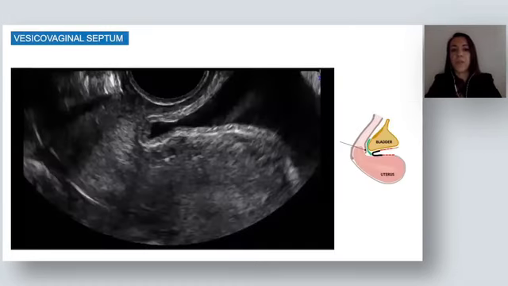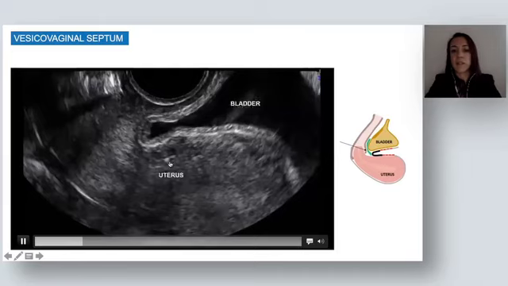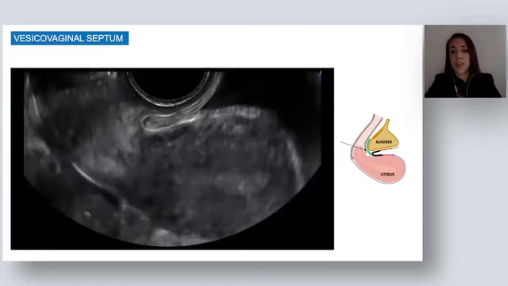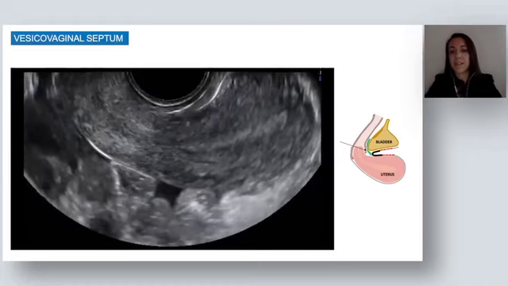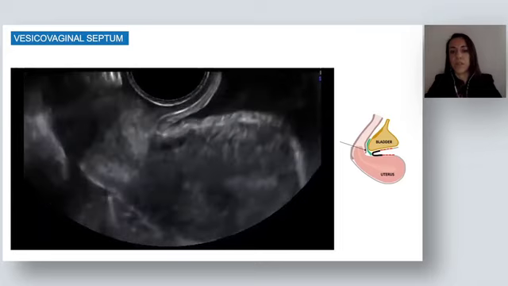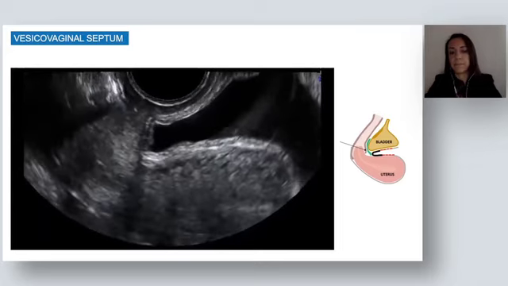So now, first of all, I want to show how to assess the vesicovaginal septum. In this video, we can see the uterus, bladder, and this is the vaginal wall. So we can't see the septum, but we can assess the septum by moving the uterus and the vagina against the bladder. And we can see that the uterus is free in this case.